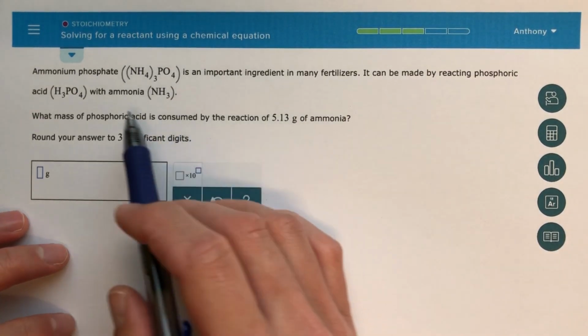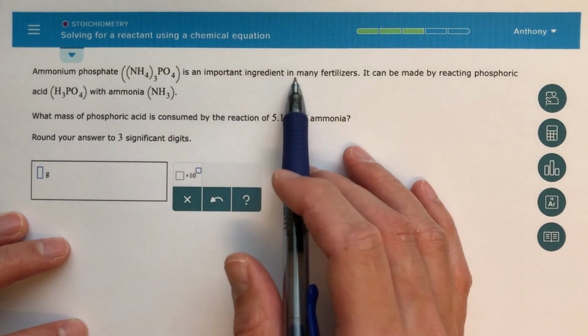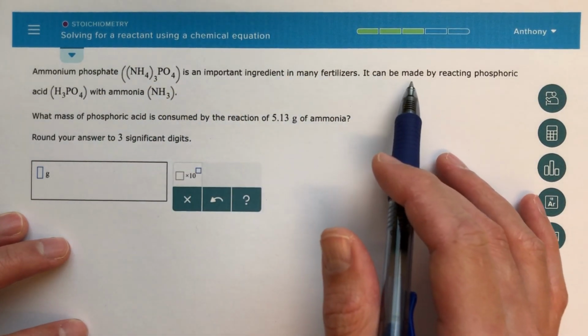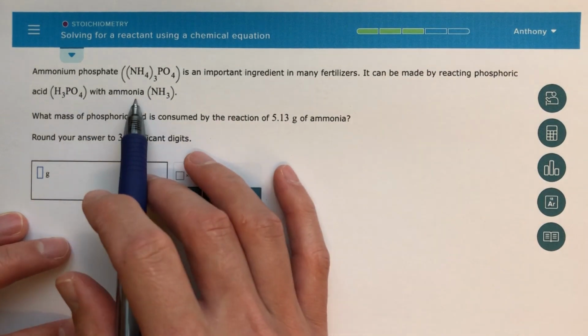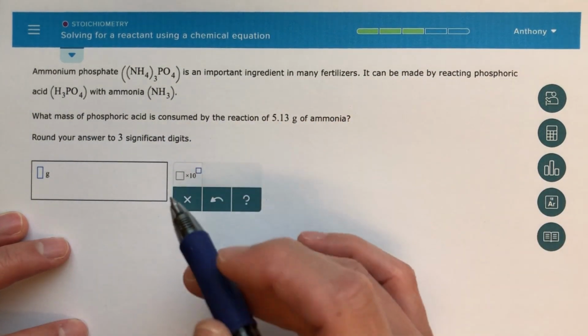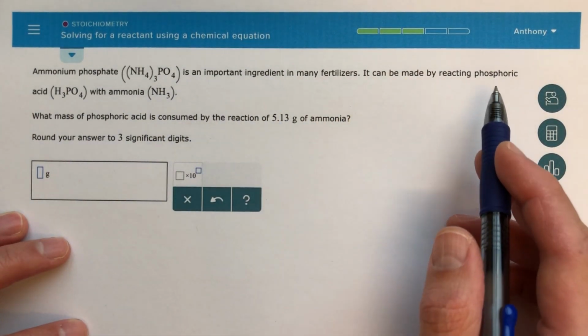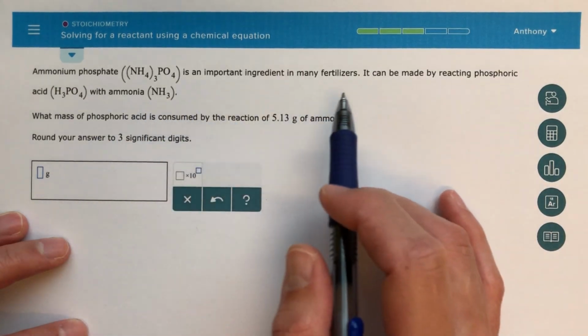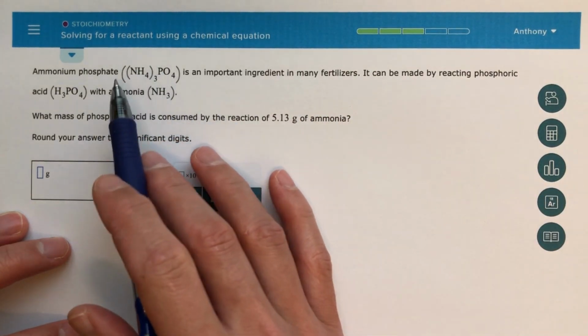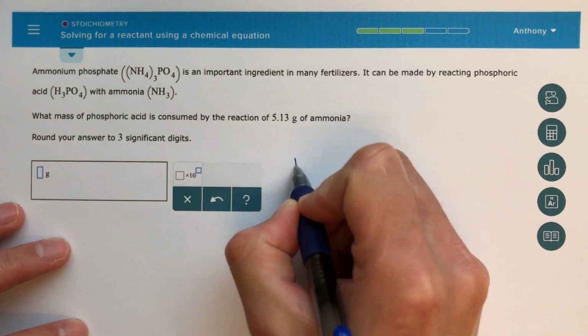This says ammonium phosphate is an important ingredient in many fertilizers. It can be made by reacting phosphoric acid with ammonia. So the first thing we're going to need to do is write out a balanced chemical equation by saying that these are my reactants, right? It can be made by reacting these two things. This is going to be what's produced. So let's go ahead and do that.